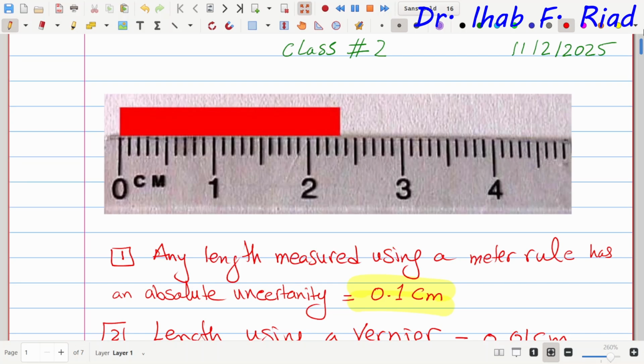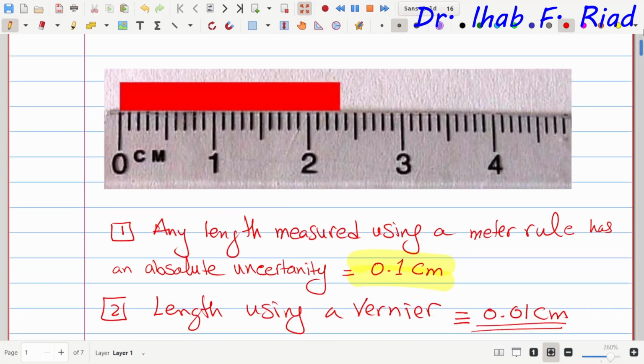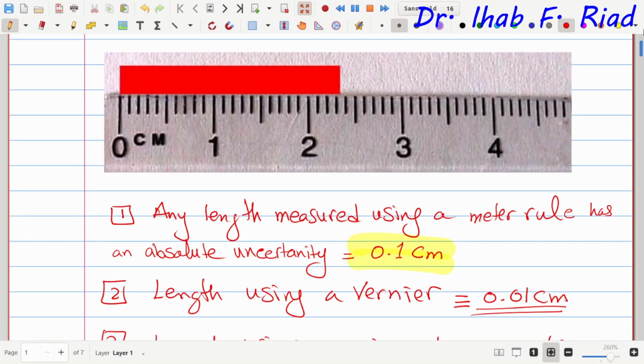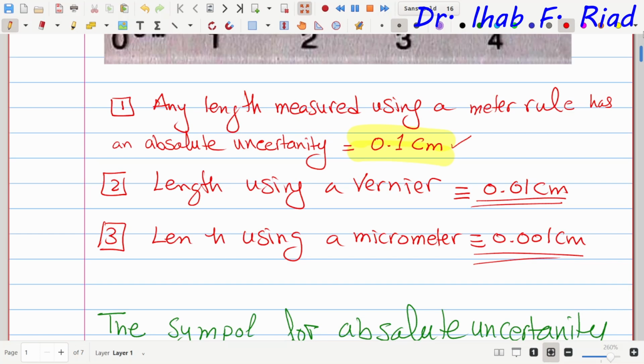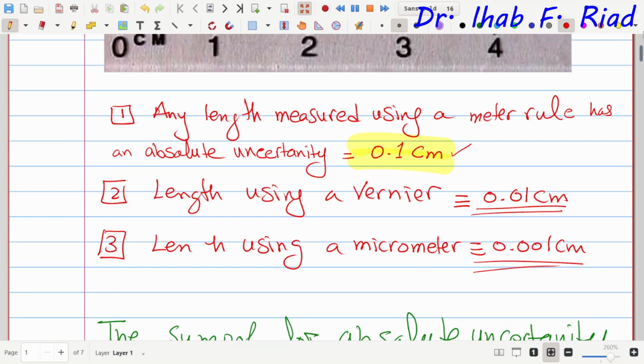I told you that if you are using a meter ruler, then any measurement that you take with the meter ruler is going to be uncertain by an amount of 0.1 centimeter. Okay, if you remember that. I've also told you that if you use a vernier to measure a length, then any measurement you take with the vernier is also going to be uncertain by an amount of 0.01 centimeter.